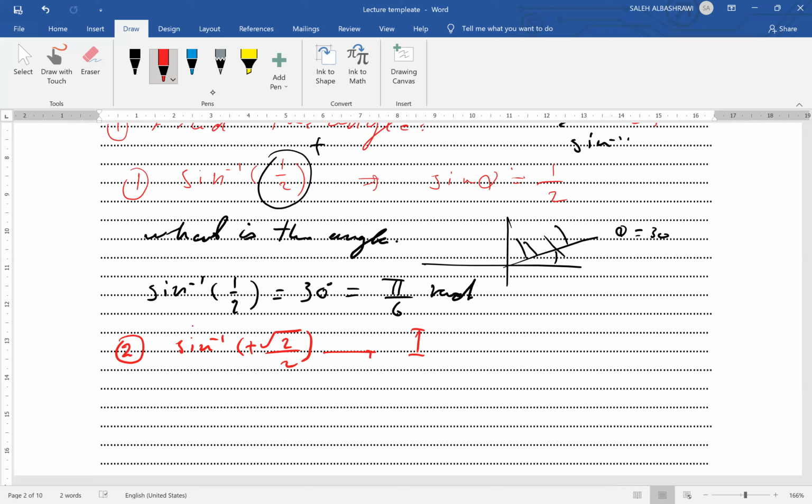So we are looking for the angle for which sine theta equals square root of 2 divided by 2. And there is only one angle in the first quadrant whose sine equals square root of 2 divided by 2, and that is 45. So sine inverse of square root of 2 divided by 2 equals 45 degrees, or I can write it in radian, which is pi over 4 radian.